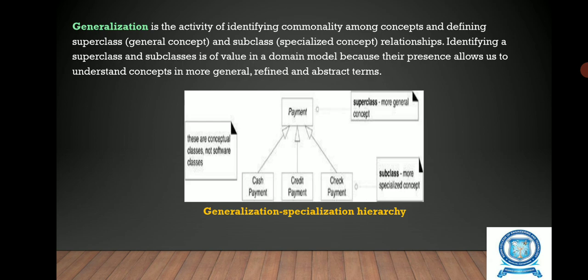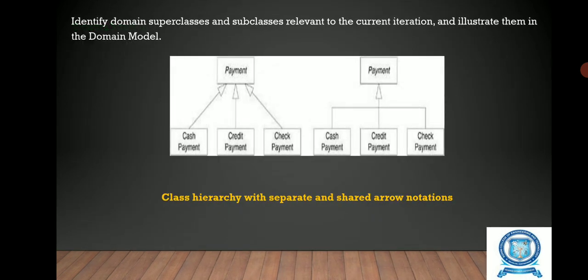So, this is a diagram which shows the generalization and specialization hierarchy. Consider here payment, which is a superclass, a more general concept, and cash payment, credit payment and check payment all come under subclass, which is also called a more specialized concept. These are conceptual classes and not software classes. Identify the domain superclass and subclass relevant to the current iteration and illustrate them in the domain model. The same thing is given here.